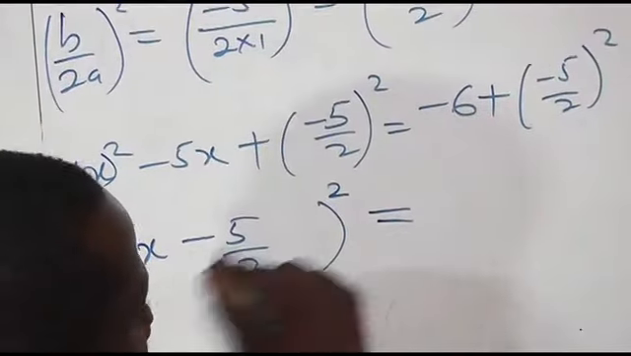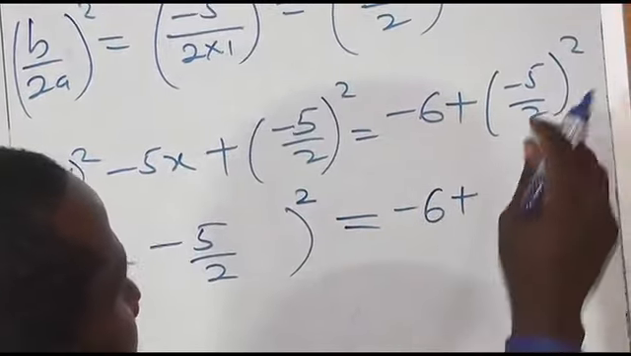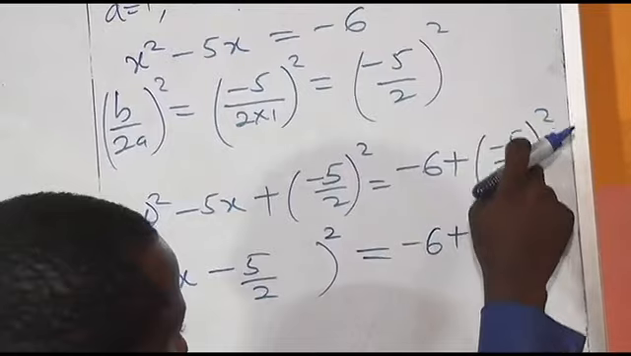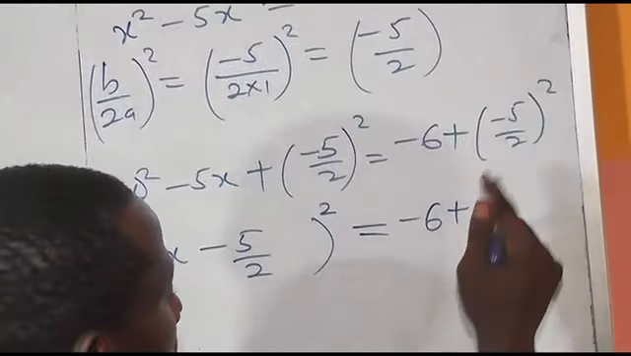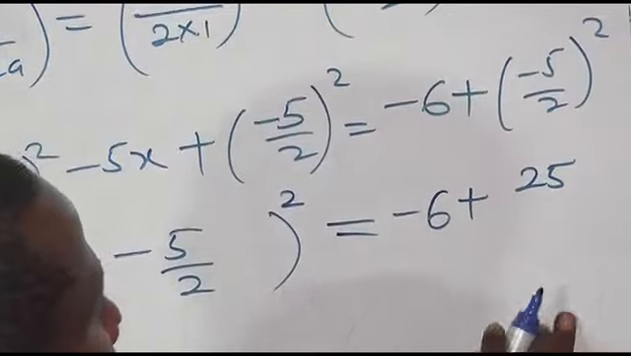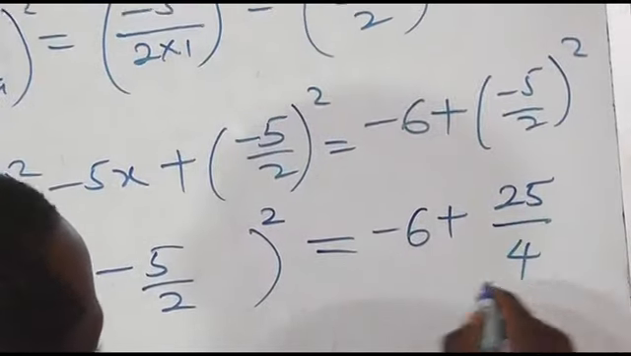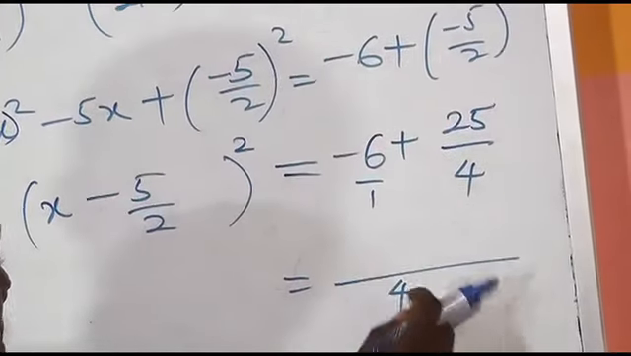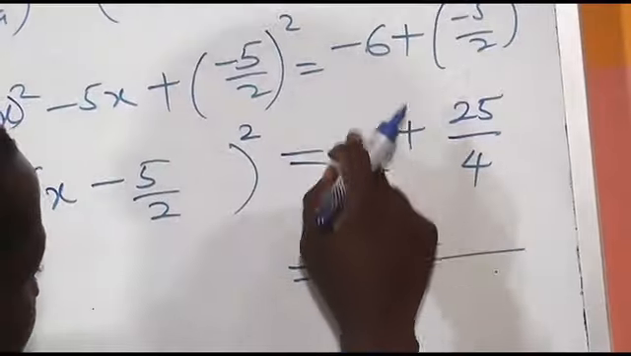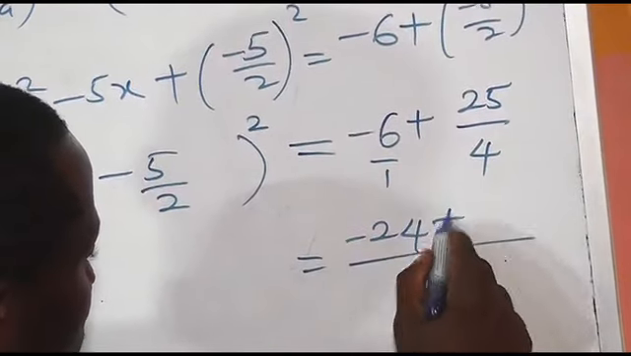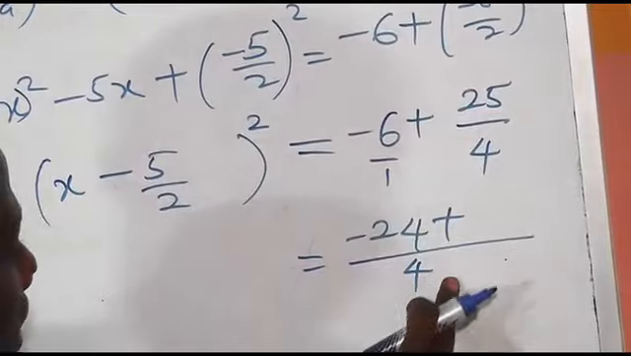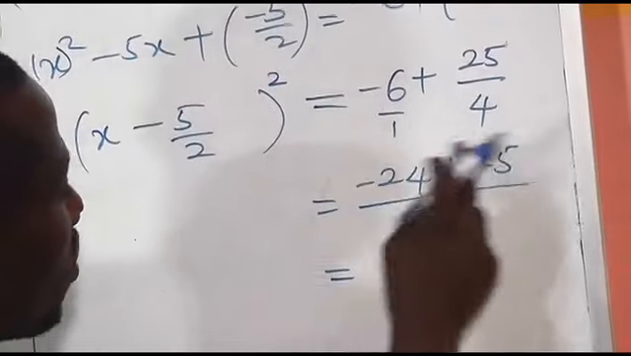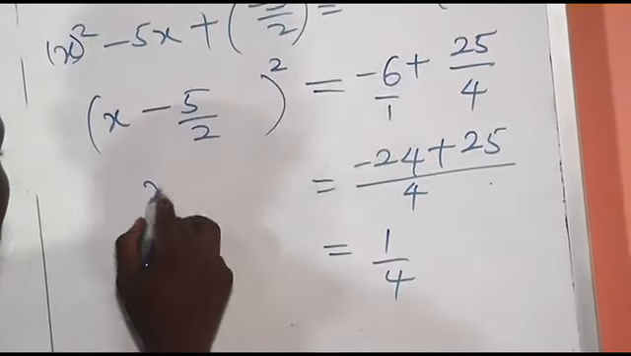So you simplify the other term on the right hand side, then this square will affect the numerator and the denominator, and minus 5 squared will give you 25, then 2 squared will give 4. Then you further simplify this using LCM. So you have 4 here. 1 in 4, that is 4 times minus 6, you have minus 24. 4 into 4 is 1 times 25, you have 25. So you have minus 24 plus 25 as 1 over 4. And you are left with this.